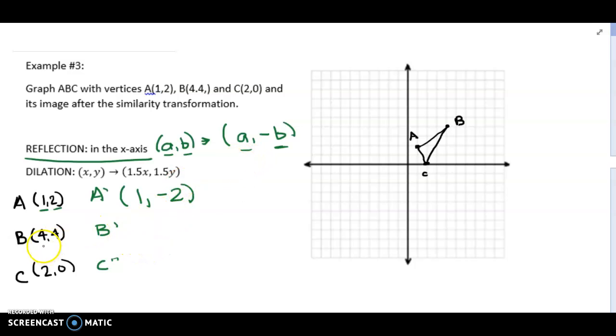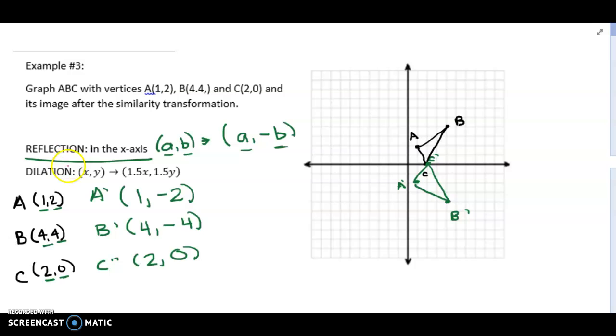My B prime: my A is 4, my negative B is negative 4. And my C: my A is 2, and my negative B is negative 0, which is just 0. So go ahead and plot these three and make your new triangle. When you do that, you'll notice your C and your C prime are in the exact same spot. That's okay. Just make sure you write both C and C prime there.